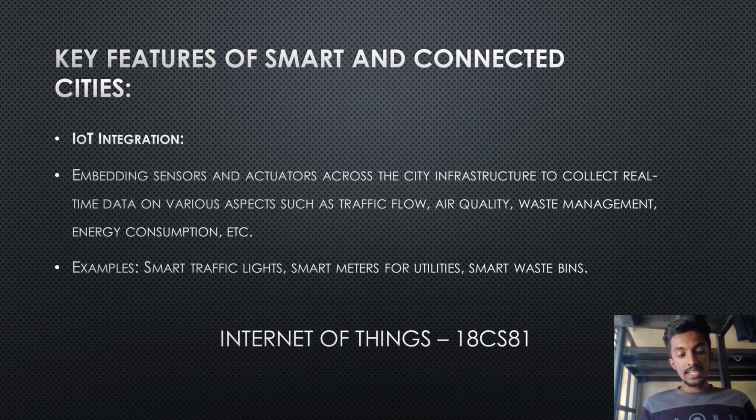And what are smart waste bins? These are waste bins, containers equipped with sensors and IoT technology to monitor fill levels, optimize waste collection routes, and improve efficiency in waste management. So this is smart waste bins, and this is smart meters for utilities, and smart traffic lights. I hope you got an idea about these three examples.